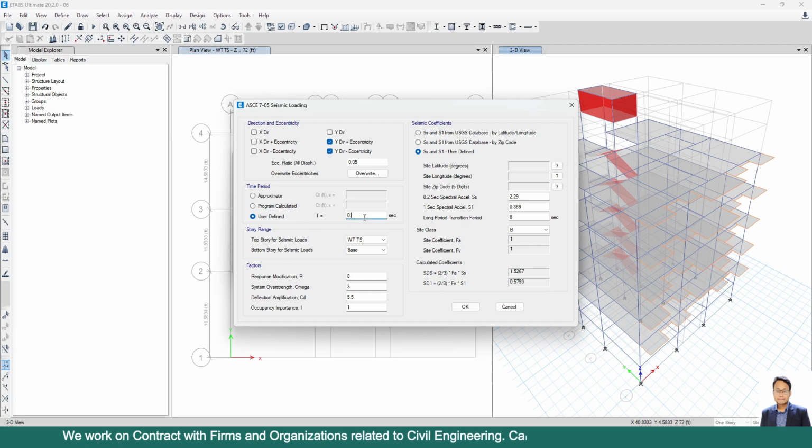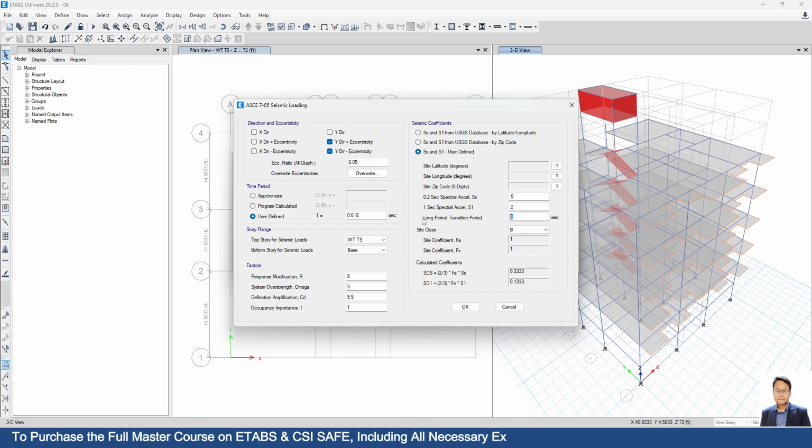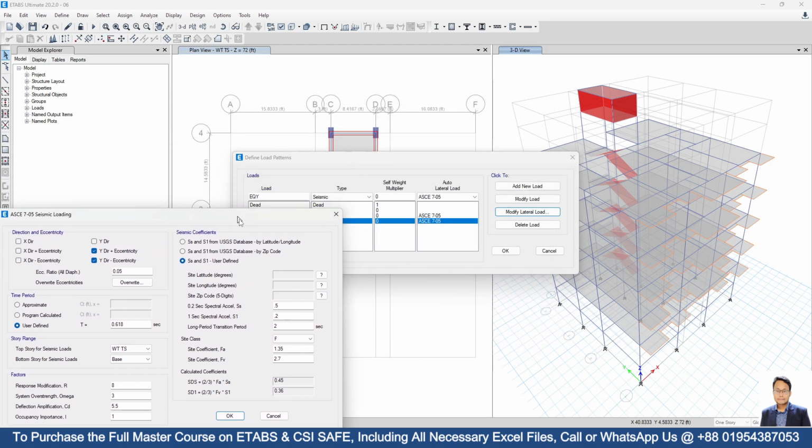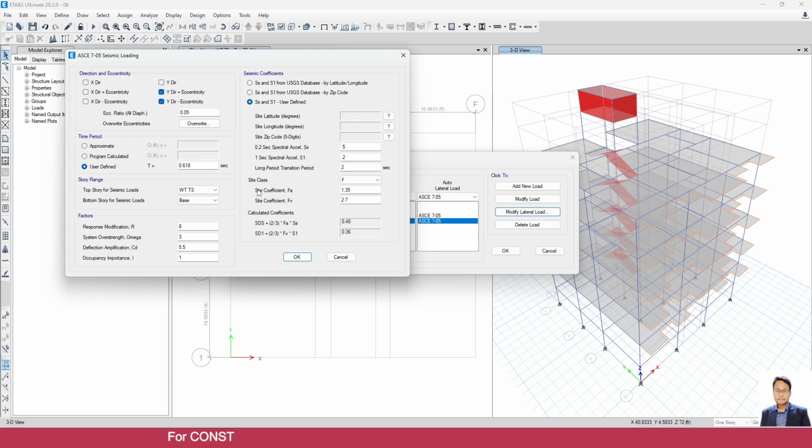Here input time period 0.618. The story range will be between base to water tank top slab. No need to change here any values. Here SS value will be 0.5, S1 value will be 0.2, long period transition period 2 seconds, site class F, 1.35, and here 2.7. Okay, so we have completed the procedure of defining load pattern for earthquake in ETABS.